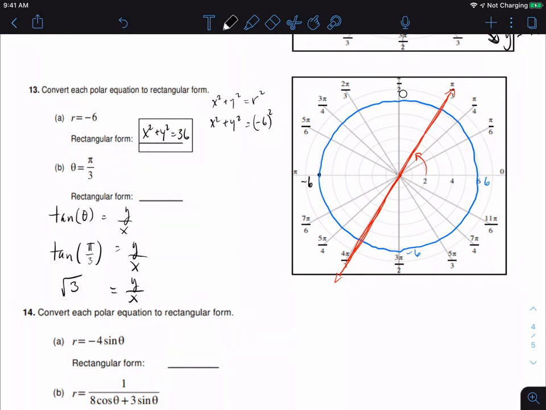Now from there, I'm going to solve this thing by multiplying both sides by x. So I'm going to multiply this side by x and multiply this side by x. So I'm going to end up with y is equal to radical 3 x. And so my answer is y equals radical 3 x. That is the same as theta is equal to pi over 3. Do you have any questions on either one of those two?